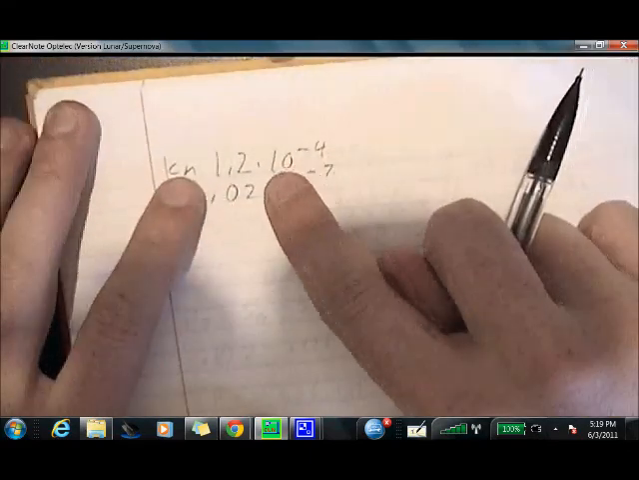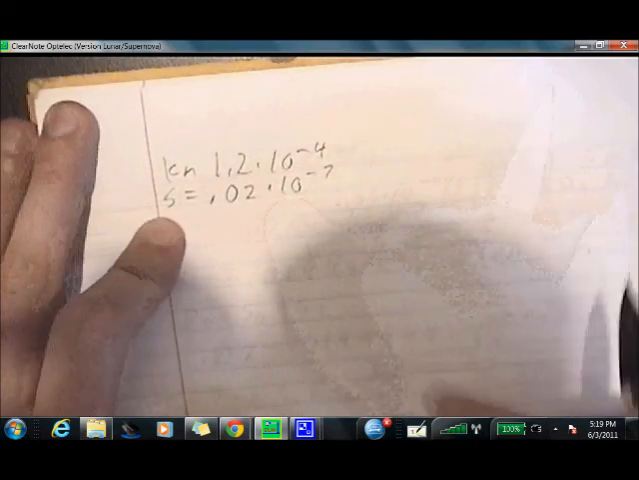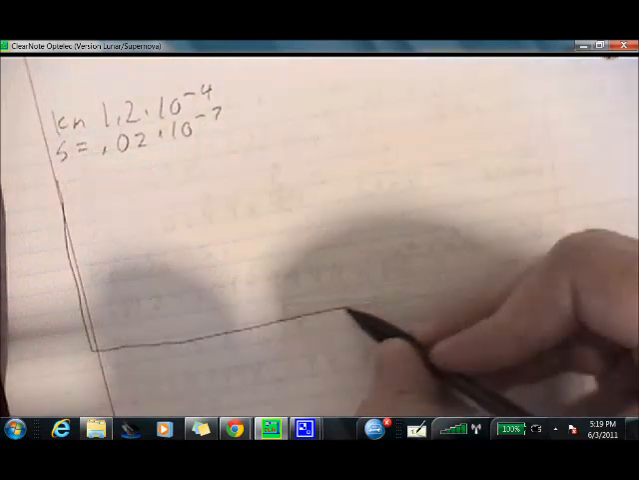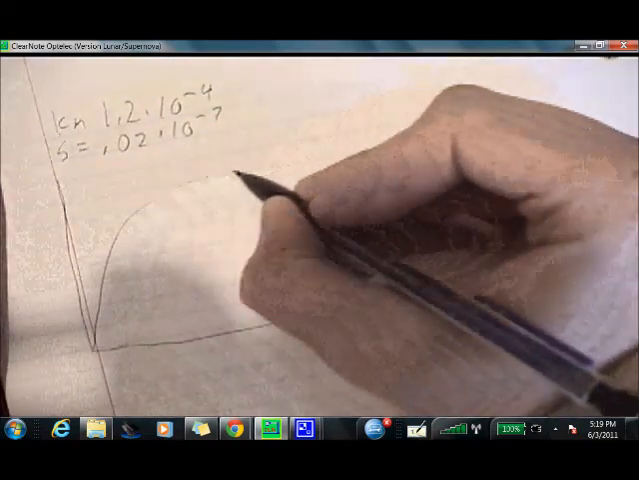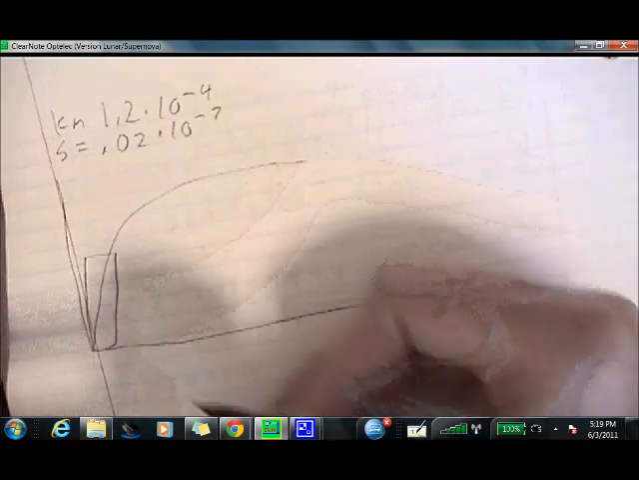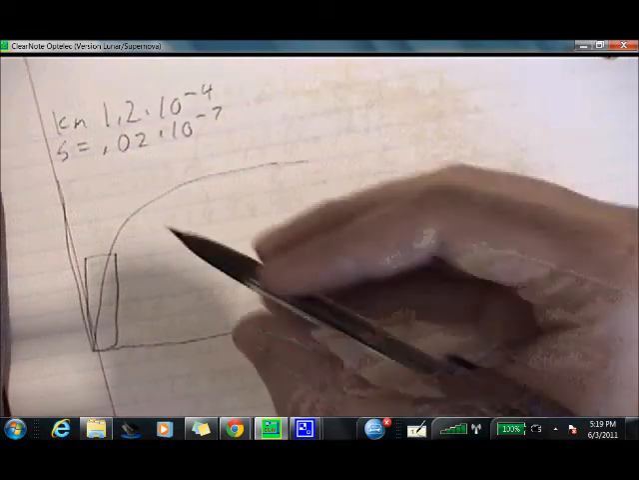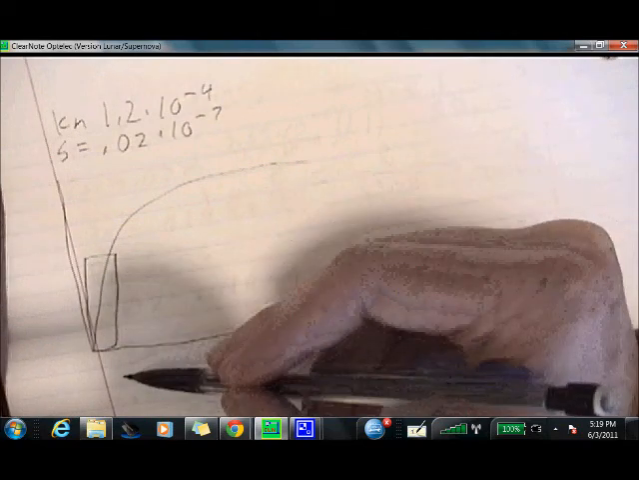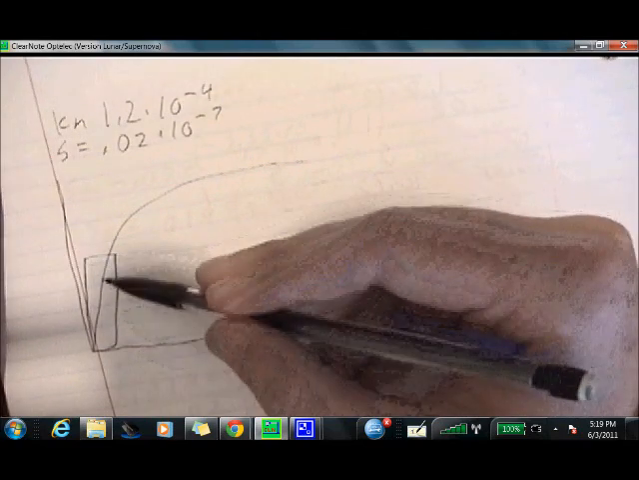So when your Km is much, much, much greater than your S, you're at this part of the graph, right? This is when your velocity is still linear, right? But what you're going to have to do is integrate this to find out what's under here.